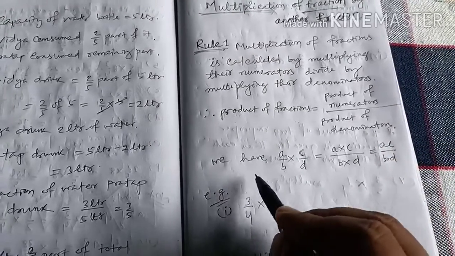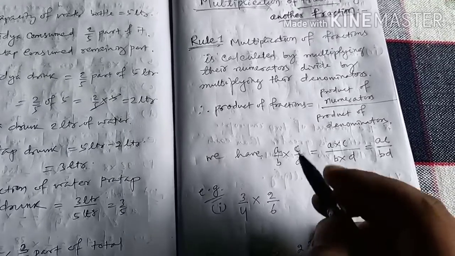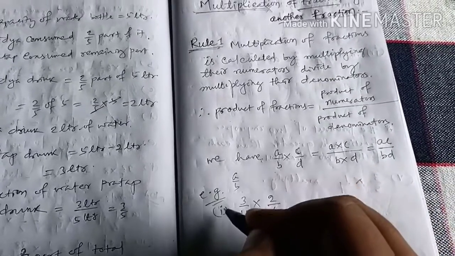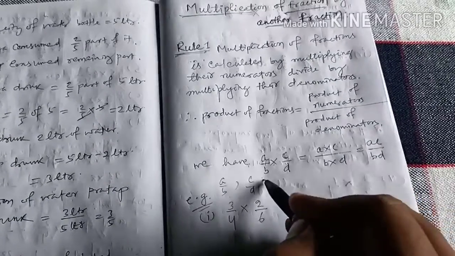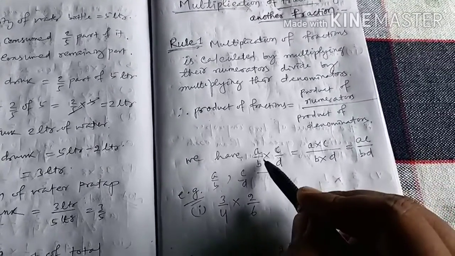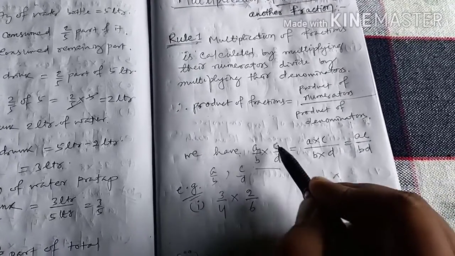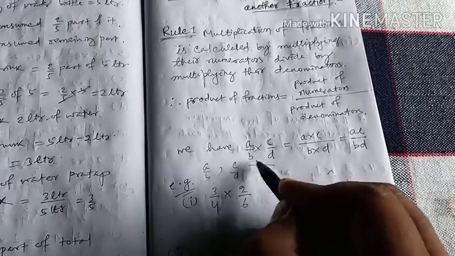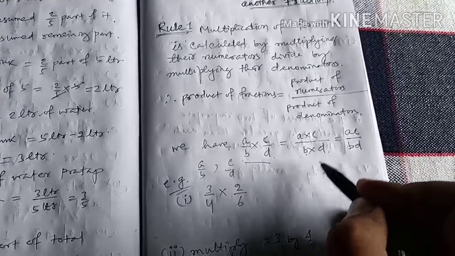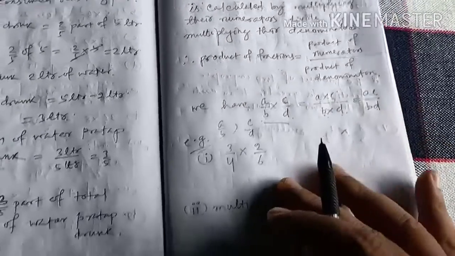So here we have, let a by b and c by d be two fractions. Here a by b is a fraction and another fraction is c by d, then what will be their product? Their product will be a by b into c by d, where the numerators are a and c, so they will be multiplied, a into c. The denominators are b and d, so b and d will be multiplied, b into d. So let us discuss with an example.